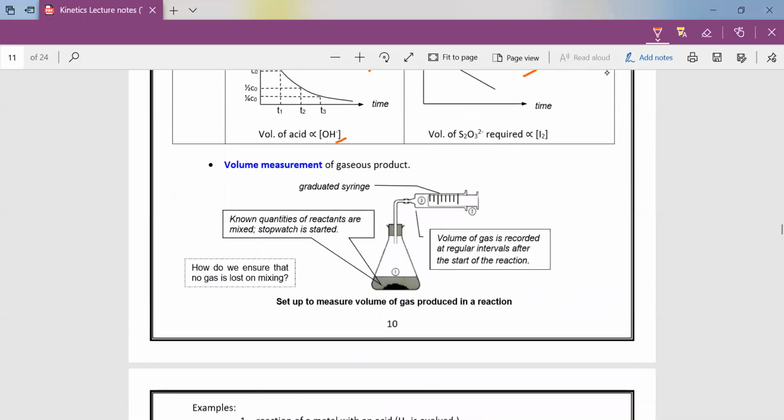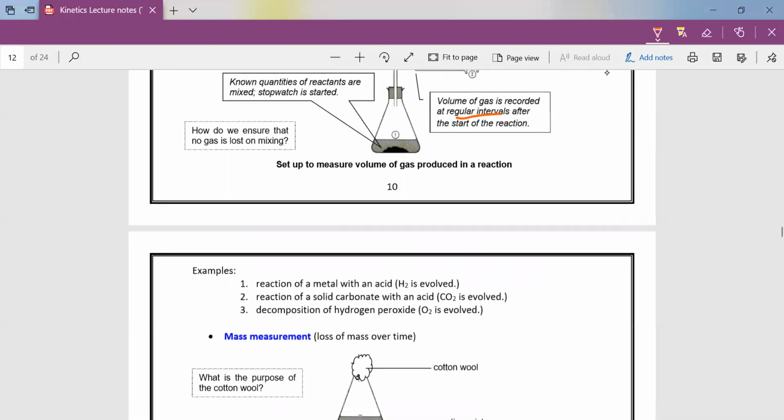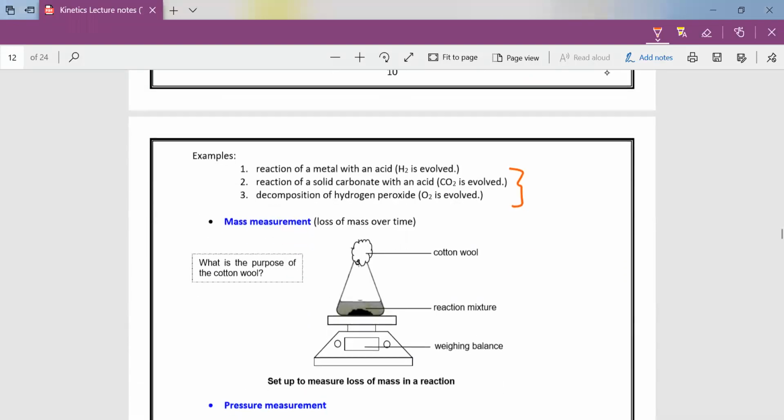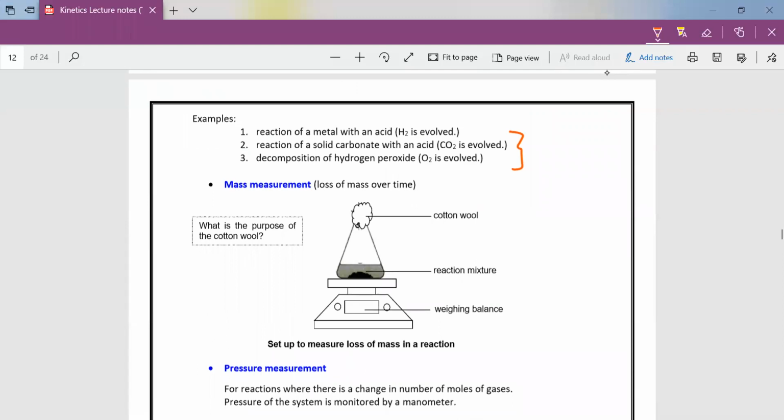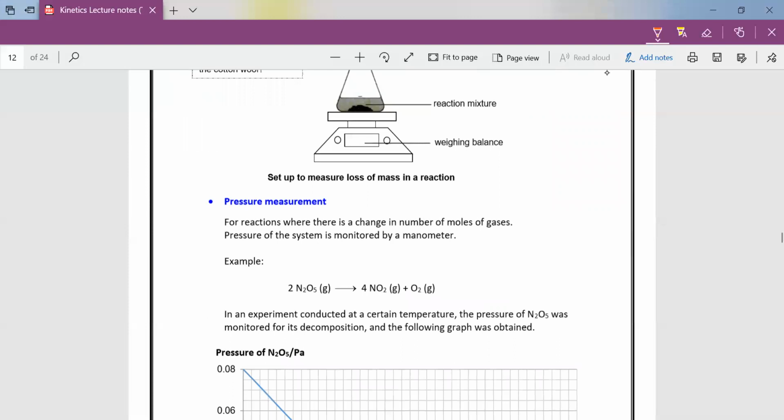Then again, we can look at the volume measurement of the gaseous product. If you mix in known quantities, the gas evolved will be recorded at regular intervals. In this case, we are measuring the product. These are some examples of what we can measure. We can also measure the mass lost over time. We can also measure the pressure.